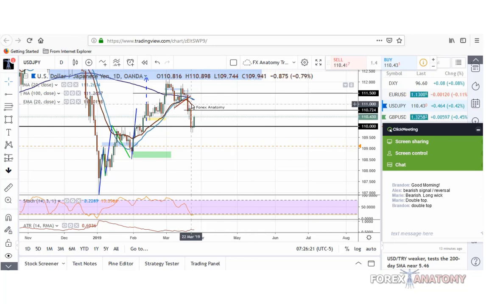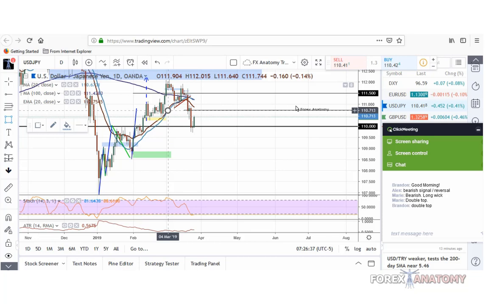Oftentimes the market will leave footprints on where you should potentially see a reversal take place. But in the meanwhile, we should expect price to slide and push higher up into this zone right here. So what I'm expecting is a push higher between this zone at 110.70 and 111.